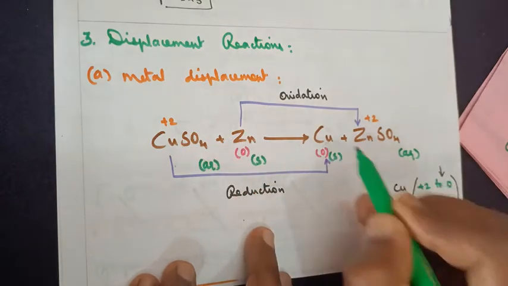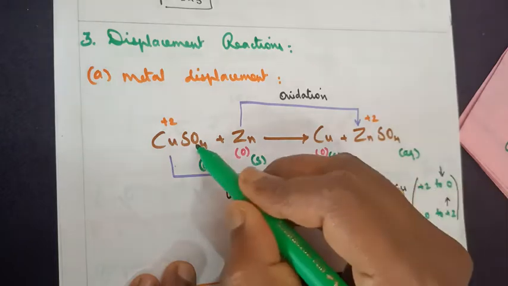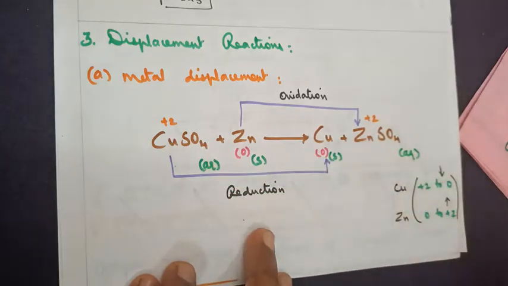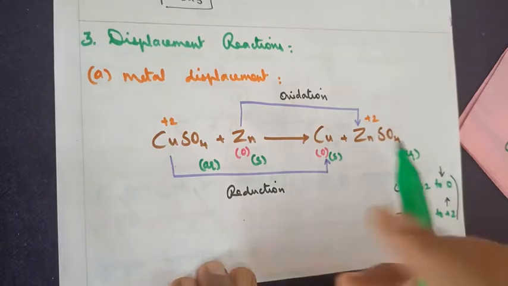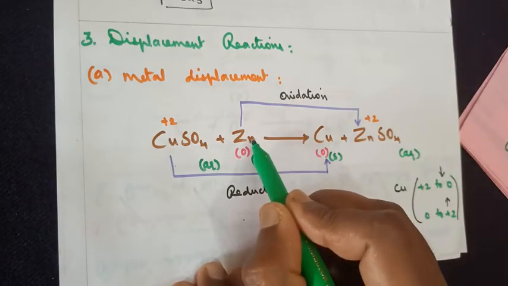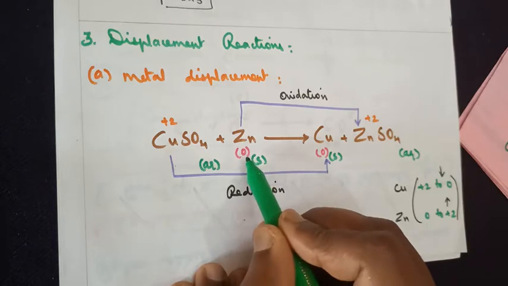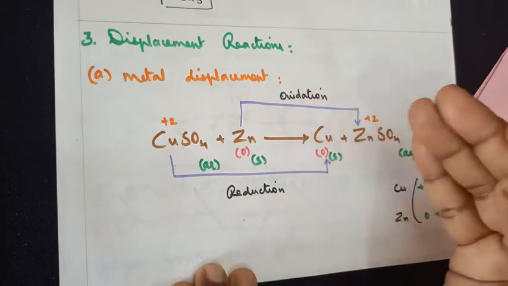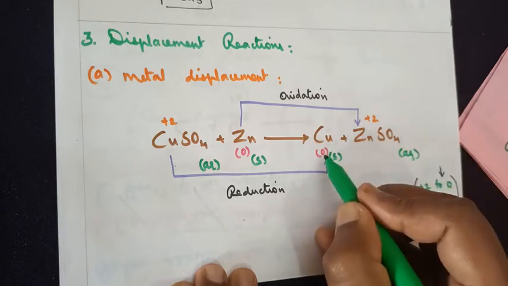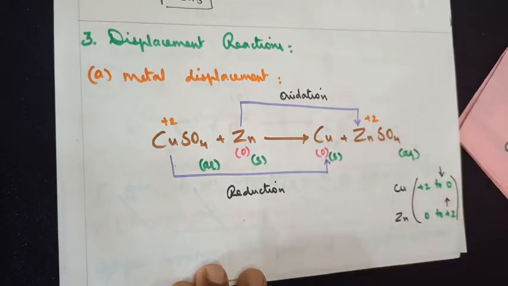So copper comes out in the elemental form. Zinc combines with the sulfate and goes out as zinc sulfate here. Here again, a short easy clue you can remember. Zinc is in the elemental form, so you know that the oxidation state is 0. Copper in the elemental form, so without calculations, you know that it's a 0 form. Oxidation number is 0 here.